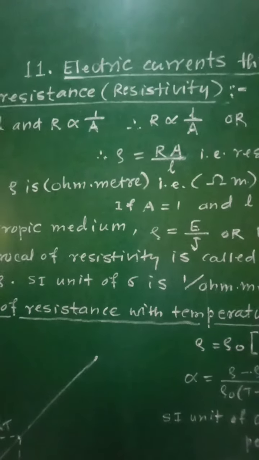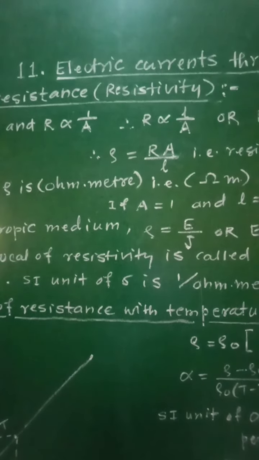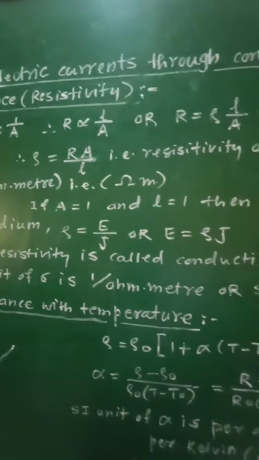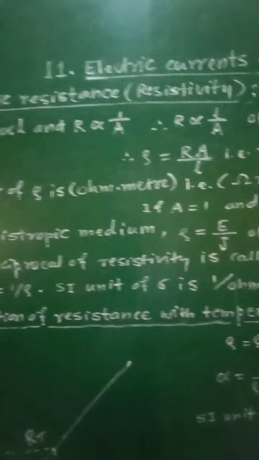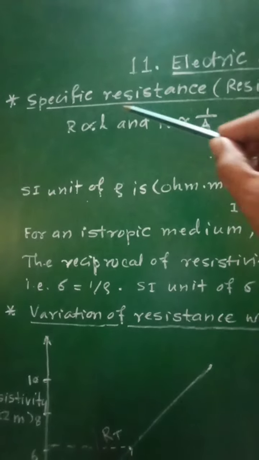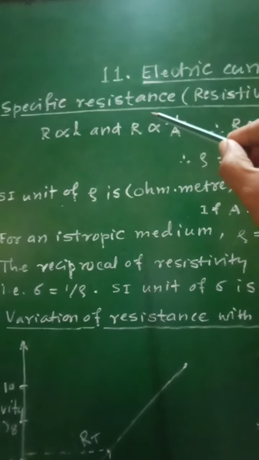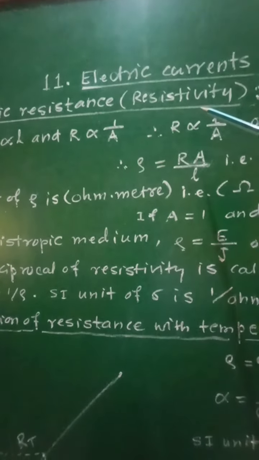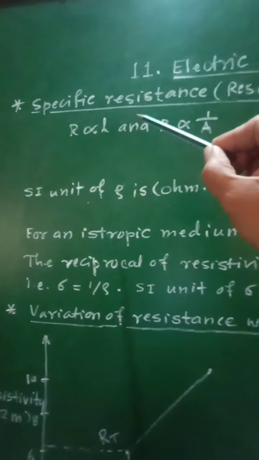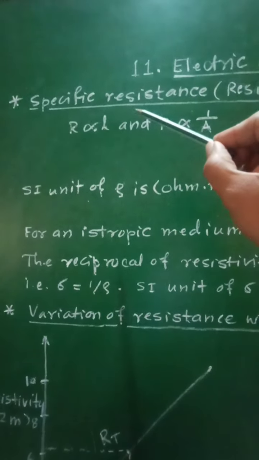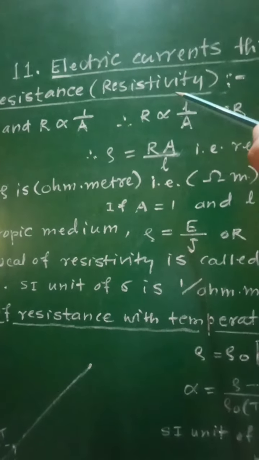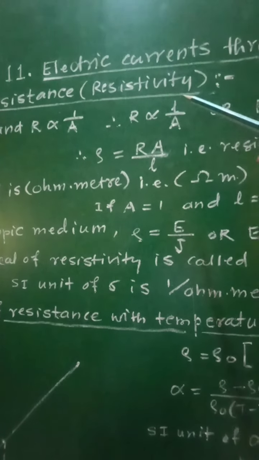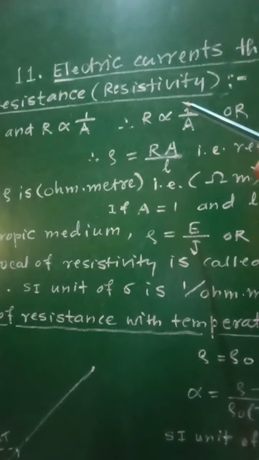Class 11th, subject physics, 11th chapter, electric currents through conductors. From the chapter, let us see specific resistance or resistivity. The specific resistance of material of the conductor is also called the resistivity of that conductor.